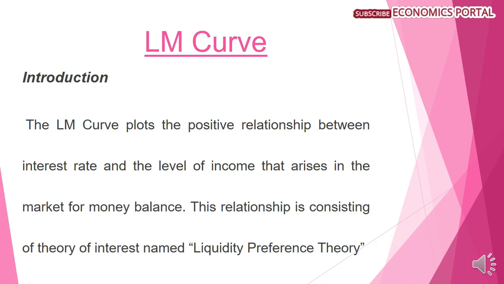Now the next part is LM curve. LM is an abbreviation of liquidity preference of money. LM curve plots the positive relationship between rate of interest and level of income. Means as the rate of interest increases, the income level also increases.